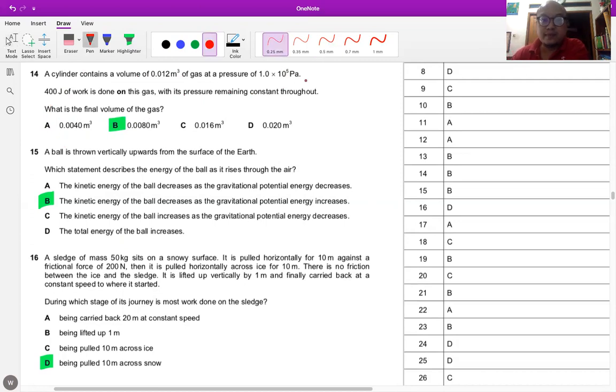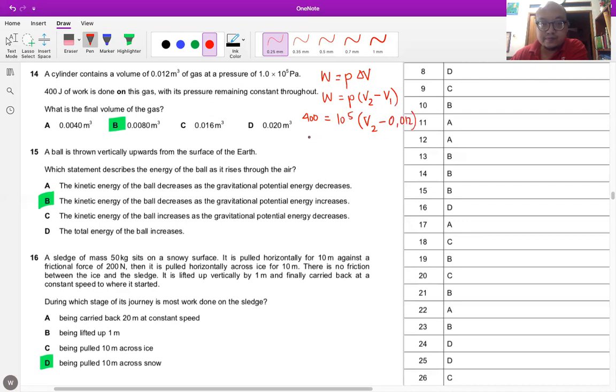Okay, do you still remember about work done? At constant pressure, work done equals P delta V. Work done equals P times final volume minus initial volume. They have work of 400, and they have 10 power 5. We will find V2, and V1 is 0.012.